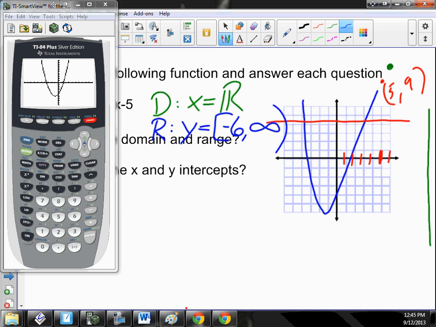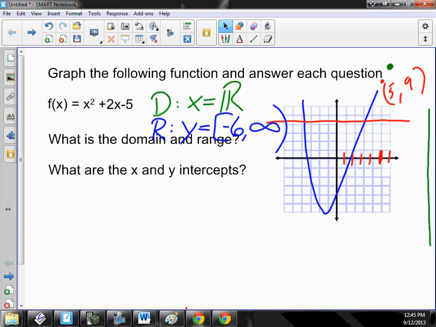All right. So now we need to find the x-intercepts and the y-intercepts. The y-intercept is always the easiest. All you have to do is plug in 0. So you can either plug that straight into the function. If you look at the function, if we plug in 0, that becomes 0, that becomes 0.